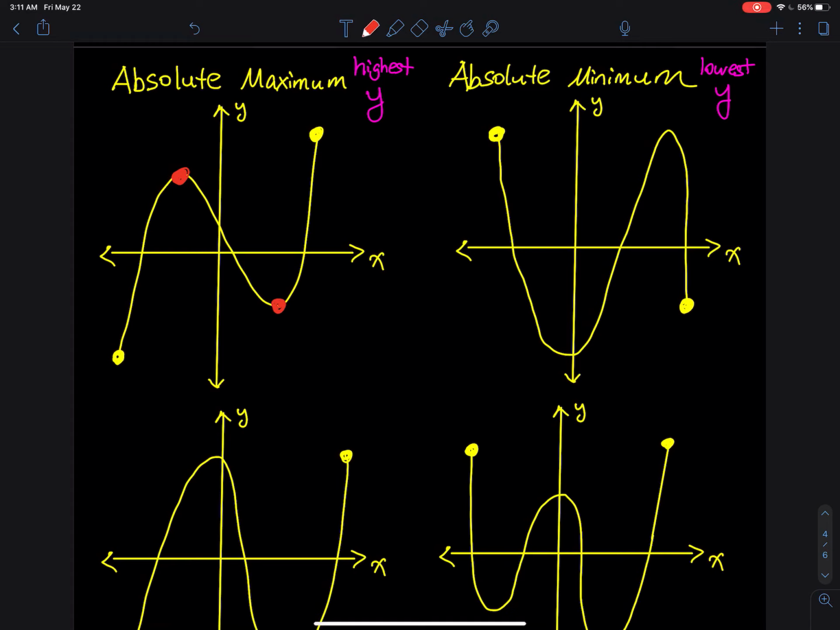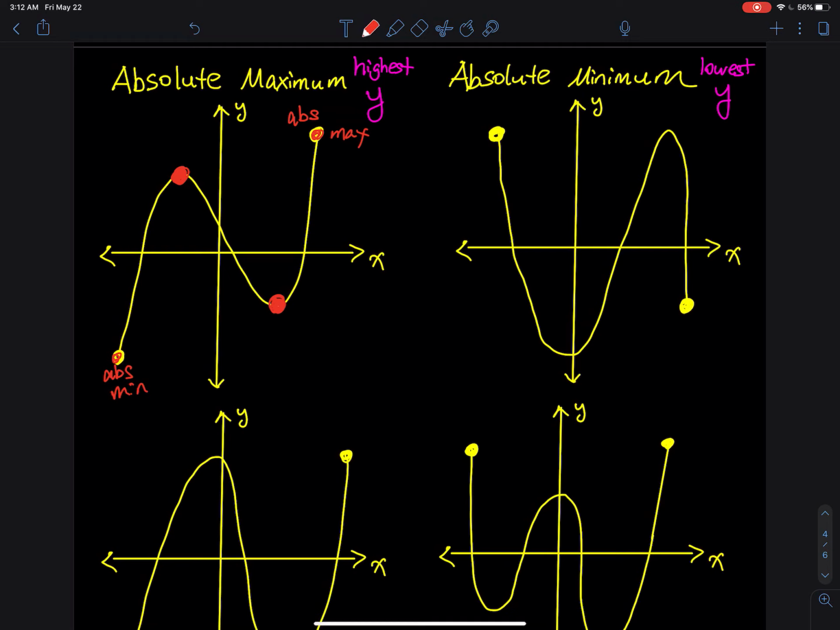So in the first picture, where is the highest y? This point has the highest y, right? So this one is the absolute maximum. And then this is absolute minimum. What about this point and this point? This is not an absolute max, and then this is not an absolute min. What about the second picture? Where is the highest y? So the highest y in a closed interval.